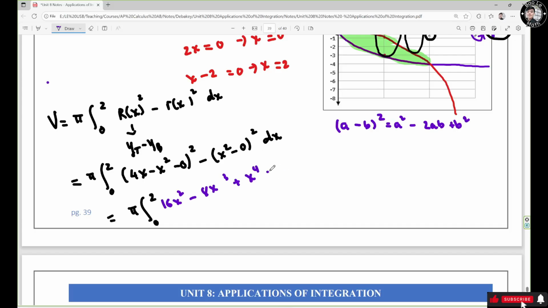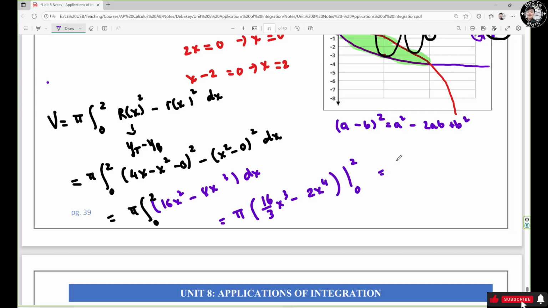And this one turns out to be negative s power 4, right? Now this guy cancels out, right? So I need to erase these two guys right here, and I put ds right here, right? So this guy turns out to be pi times 16 over 3 s cubed minus 2s power 4 evaluated from 0 to 2, right?